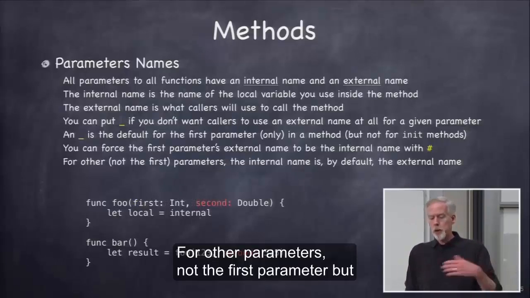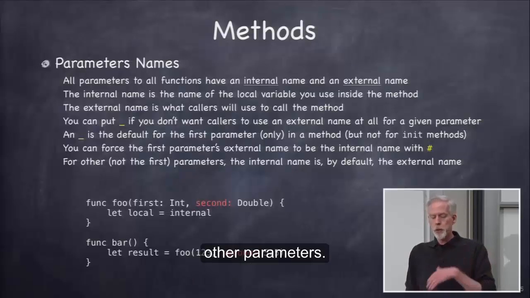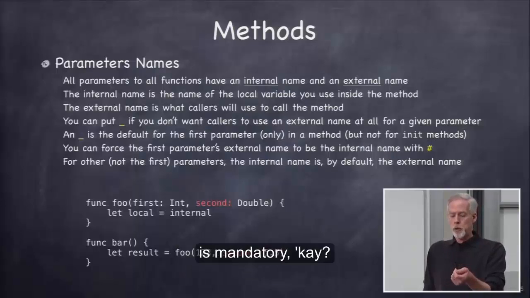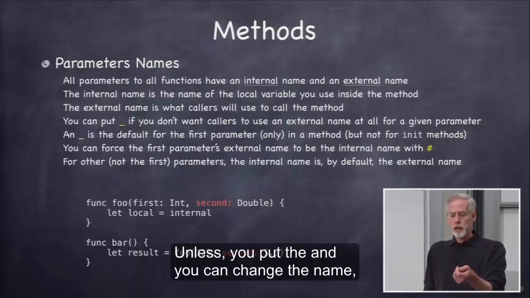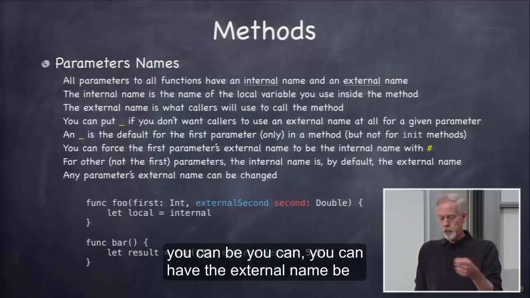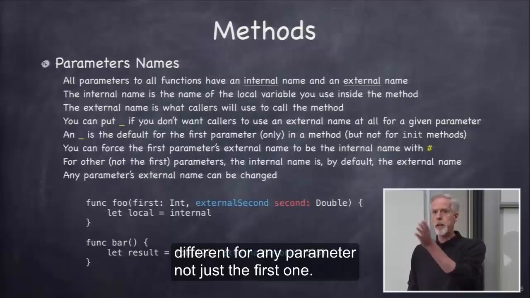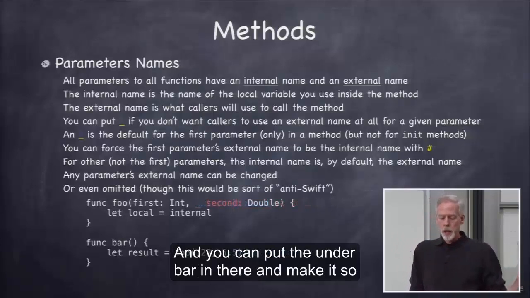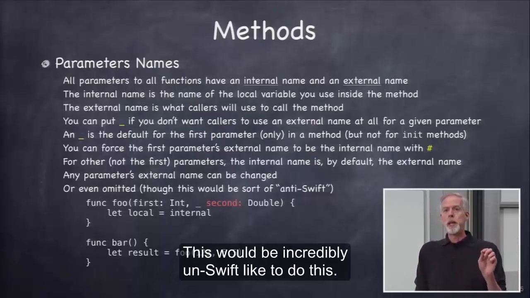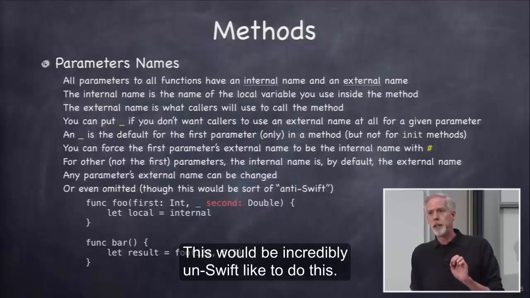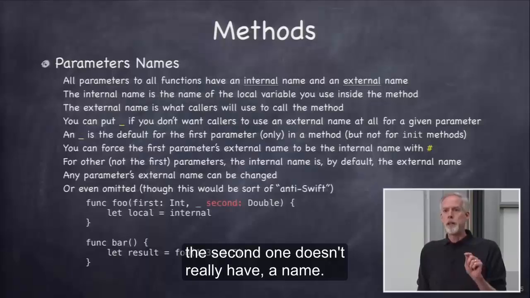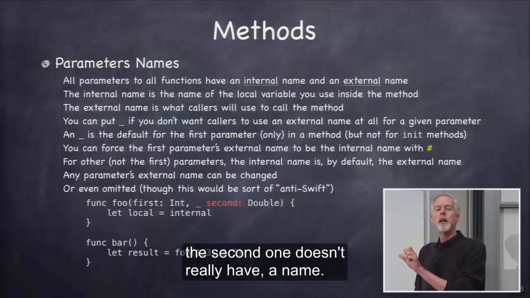For other parameters, not the first parameter, but other parameters, the name, the internal or an external name, is mandatory. And you can change the name. You can have the external name be different for any parameter, not just the first one. And you can put the underbar in there and make it so even the second one has no parameter name. This would be incredibly un-Swift-like to do this, to have a function like this that takes two arguments and the second one doesn't really have a name.